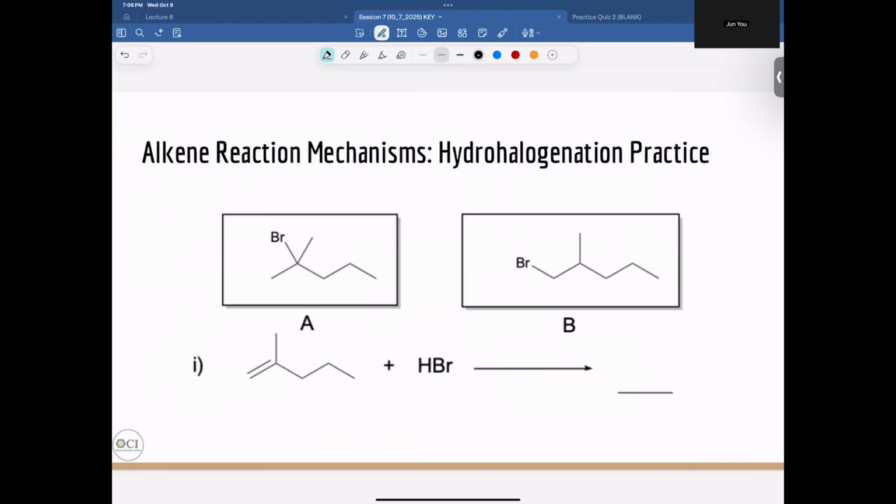All right. Do we think that this will form A or B? Thumbs up for A, thumbs down for B. All right, I see some thumbs up for A. So this is HBr. We know that the Br will be on the more substituted side. So it could either be here or here on the alkene. And there's no peroxides, so we know it goes on the more substituted side, making the answer A.